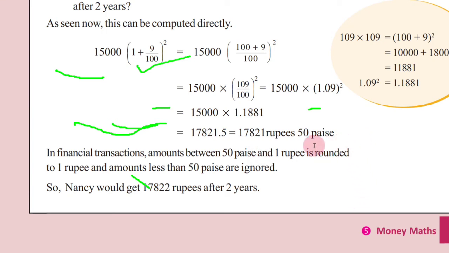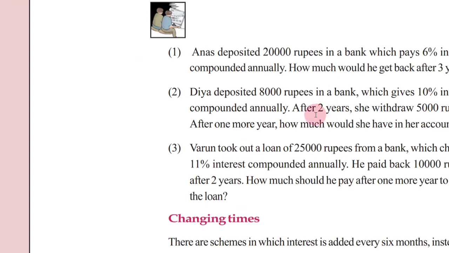Okay, so in the case of banks and all, 50 paise is ignored. So here he needs to pay only 17,822 rupees. Okay, an amount less than 50 paise is ignored, and if it is more than or equal to 50, we have to pay 1 rupee more to the bank. Okay, so here we need to pay 17,822 rupees after 2 years.